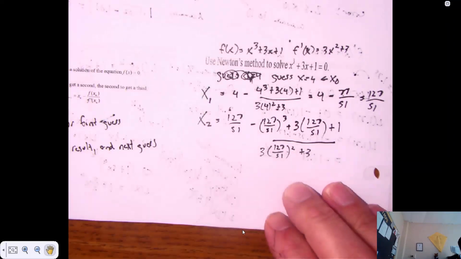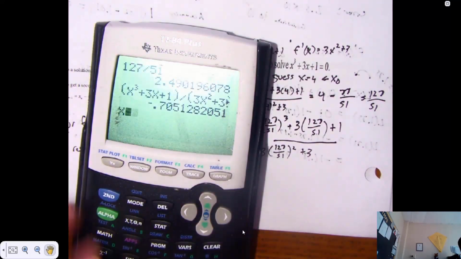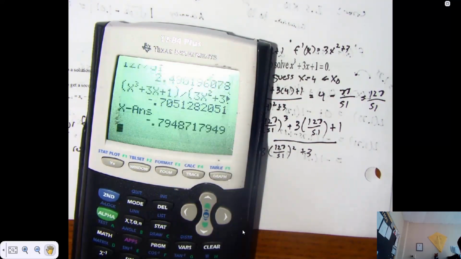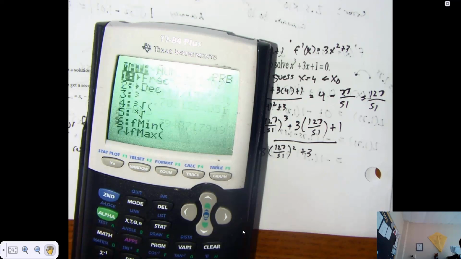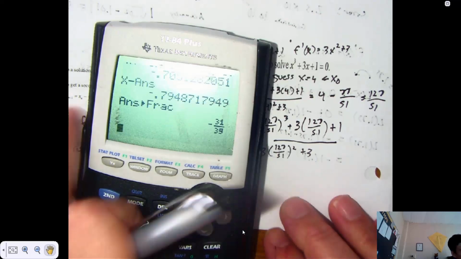If you look at my piece of paper, I was supposed to do 127 over 51, right? So x minus that guy is 0.798487179949. Amazingly, your calculator can convert that back to a fraction. It's kind of surprising. This ends up being negative 31 over 39.